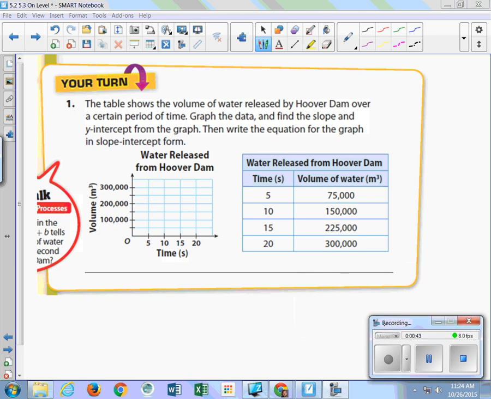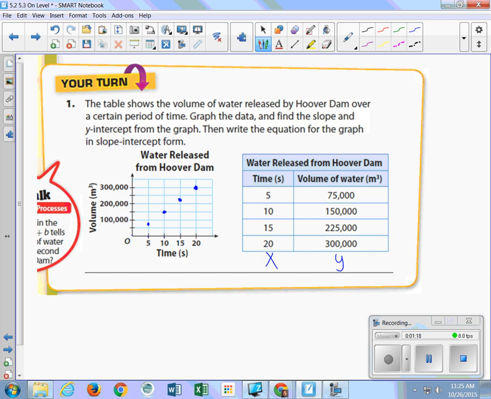So this is my x, these are my y's. So 5 and 75,000, I'm going to go over to 5, go up to 75,000. 75,000 falls in between 100 and 50,000. Next is 10, 150,000, so I go to 10, go up to 150,000. Good point. 15 and 225,000 is going to be right in here. And then 20 and 300,000. Okay, that gives me my line.